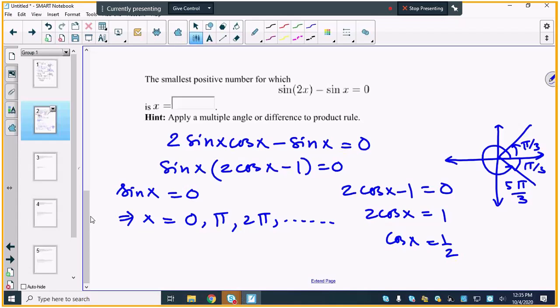But because I need the smallest positive solution, I am comparing between a couple of choices. First, sine x equal to 0 gives you the first positive solution at pi. 0 is not positive, so pi is your first positive solution. Whereas 2 cosine x minus 1 is 0 when x is pi over 3 or 5 pi over 3, and pi over 3 is the smaller one. Between pi and pi over 3, pi over 3 is the smaller one. So your answer is going to be pi over 3.